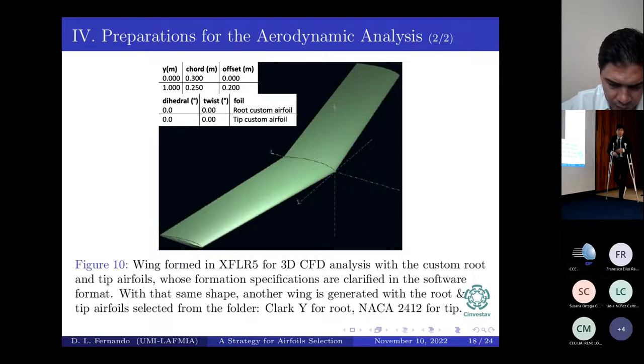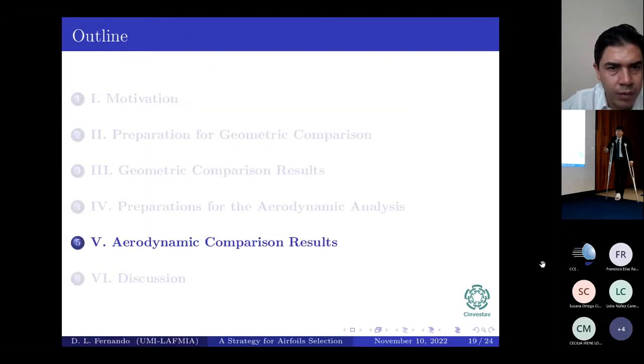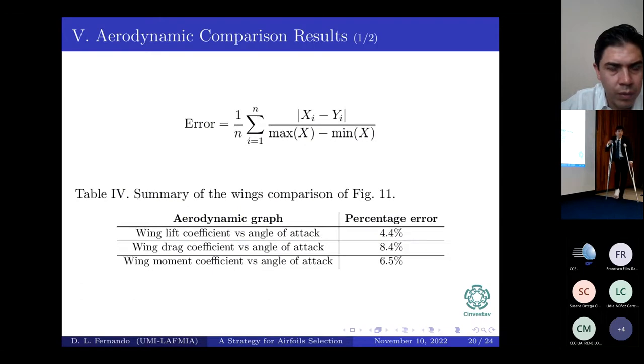Now that we have done that, we proceed to make a 3D CFD analysis of a wing generated by the custom airfoils and a wing generated by the real airfoils. They are same shaped wings. We run the analysis and we get the following results. We are going to get aerodynamic graphs of the principal aerodynamic coefficients, which are the coefficients of lift, drag, and moment.